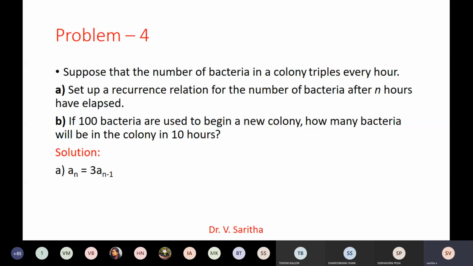So how will you get the answer for the B part? You have to solve the first part. That is, an equals 3 into an minus 1, which we have given. We have to get the expression such that an is in terms of A naught actually. So what will happen in such a case? How will you express an in terms of A naught? What will be the expression? Let me know.